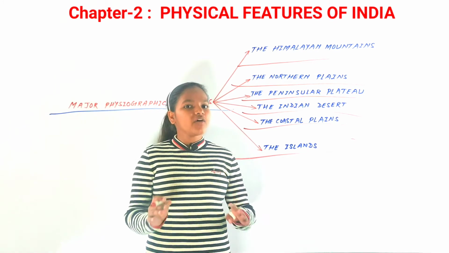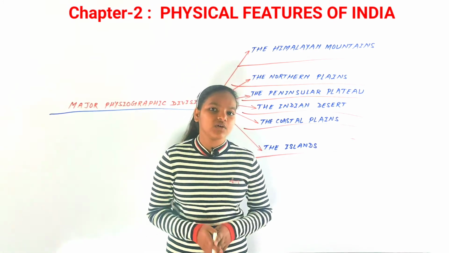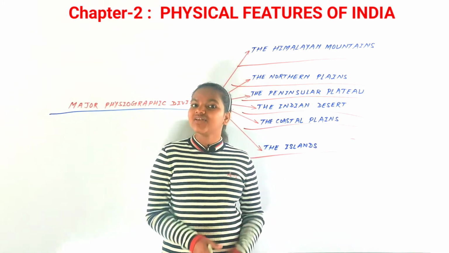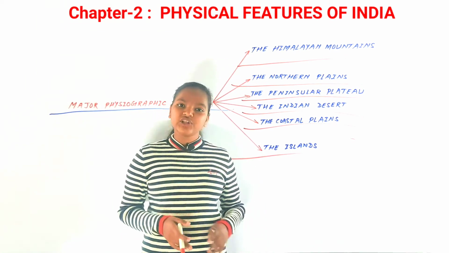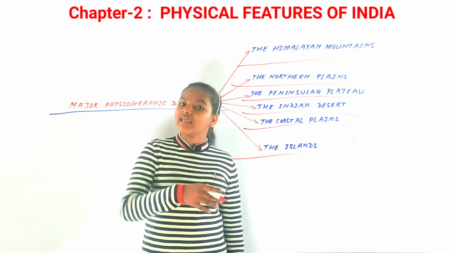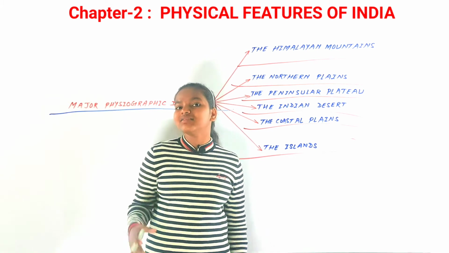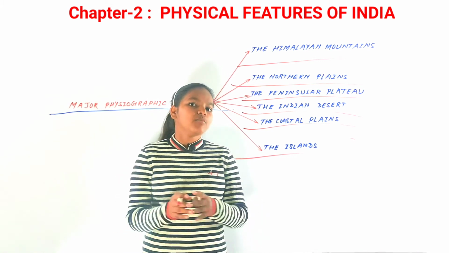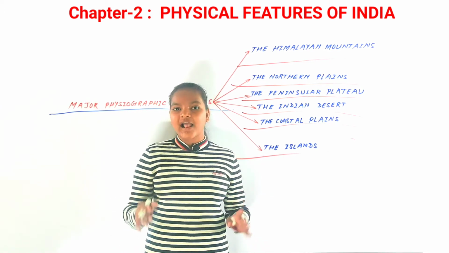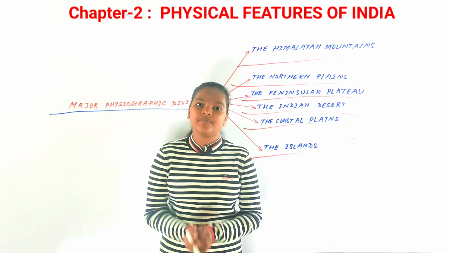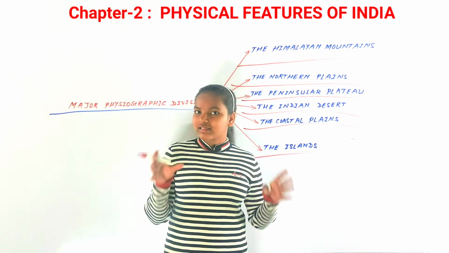Now we have seen about the islands. We have seen that there are two groups of islands, the Lakshadweep Islands and the Andaman and Nicobar Islands. In the Lakshadweep Islands there are more coral creatures, and in the Andaman and Nicobar Islands there are more people, because it is bigger compared to the Lakshadweep Islands. We have seen all this in this chapter.